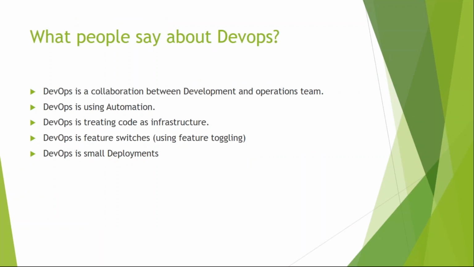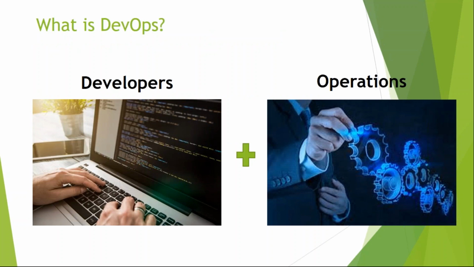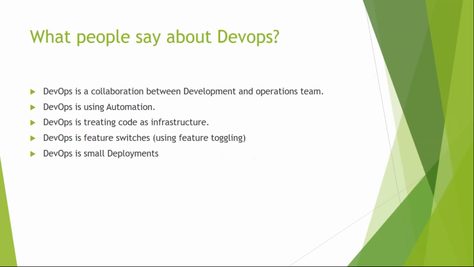That means the thing which I just showed you here, that means developers and operations working together. So people say that it's a collaboration where development team and operation teams work together. Some people say DevOps is using automation as much as possible for every task. Some people say DevOps means treating your code as infrastructure. Some say that feature switching, feature toggling is something which is DevOps. Some say DevOps is small deployment.